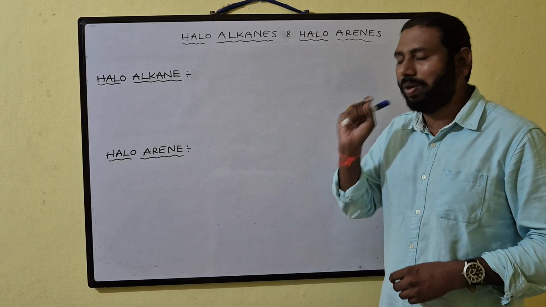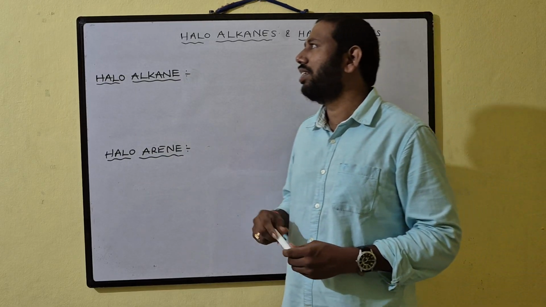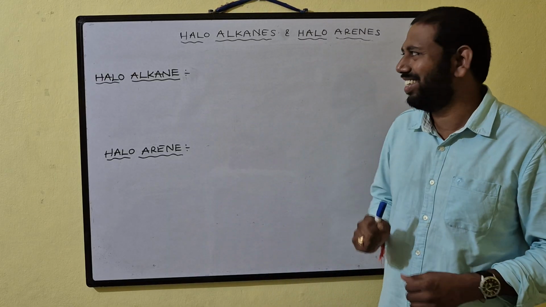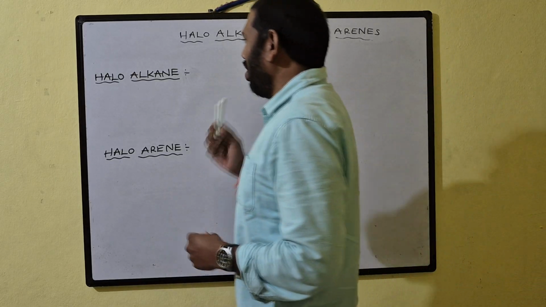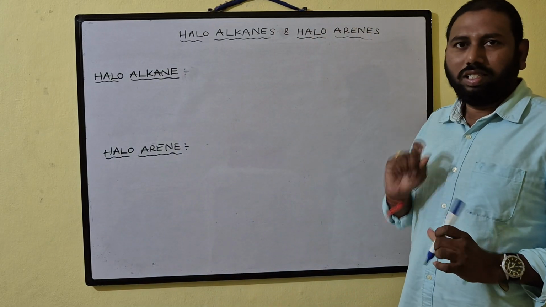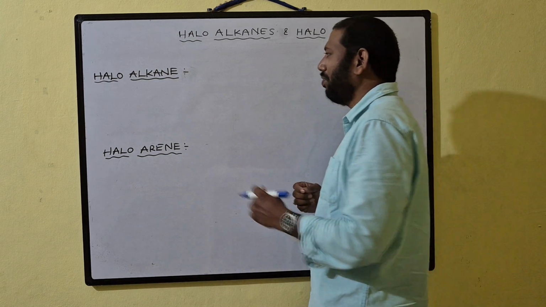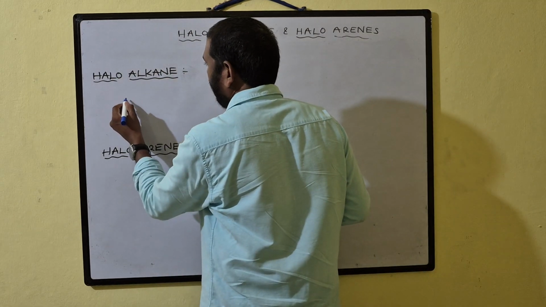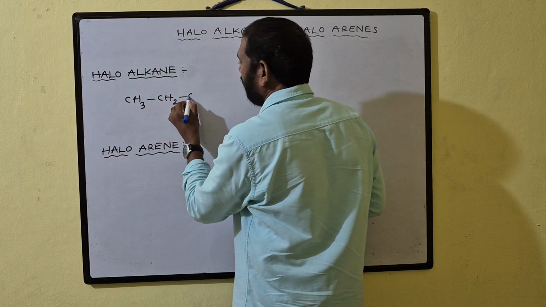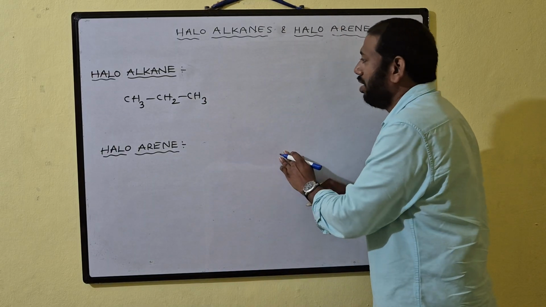First I will explain the concept, then I will discuss some previous year questions from JEE Mains, NEET, EAPCET. So what is a haloalkane? Haloalkanes are nothing but halogen derivatives of alkanes. For example, I have taken one alkane, CH3CH2CH3, propane.